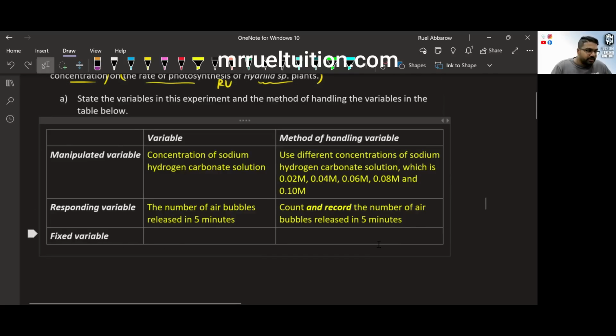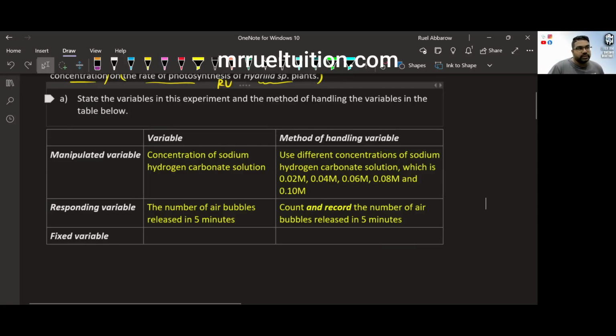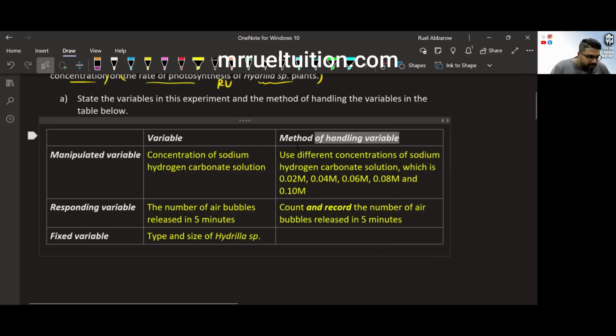So what needs to be fixed here? This is an experiment on the rate of photosynthesis. So what must be fixed? There's all the other factors that can affect the rate of photosynthesis. So in this case, there are a few answers, but this one I've chosen the type and size of hydrilla species. Okay, type and size of hydrilla species. This is one of the variables. You don't have to mention all here because if you need to mention the method of handling the variable, just pick one will do. So how do we fix the type and size of hydrilla plant?